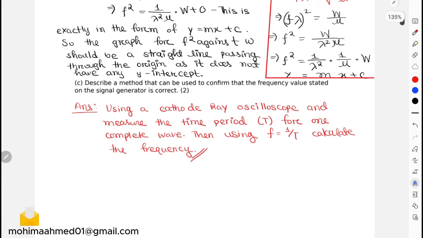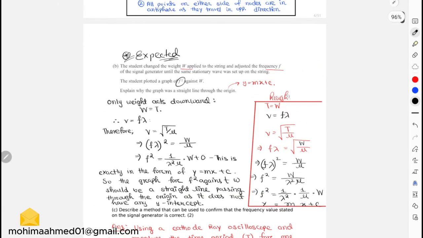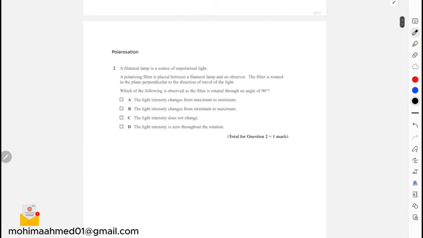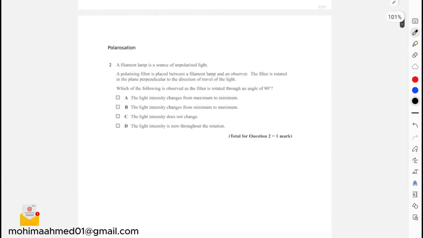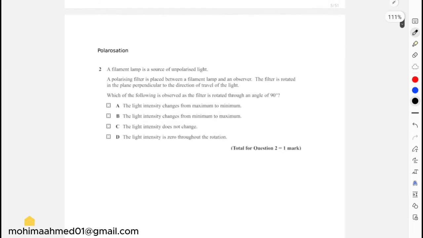Okay, this was it. Again, this is a repetitive question, like how to measure the frequency of a wave. This is an RQ. Okay, that's it. We'll move on to the next part. Then this is polarization. I couldn't find any more questions from standing waves, so we'll start with polarization.